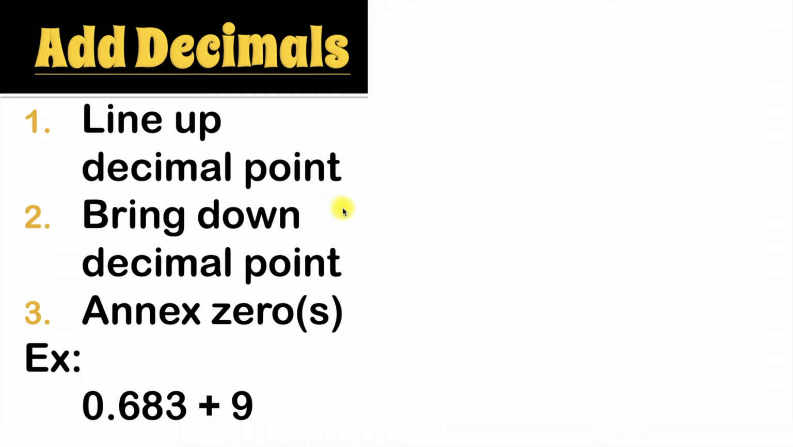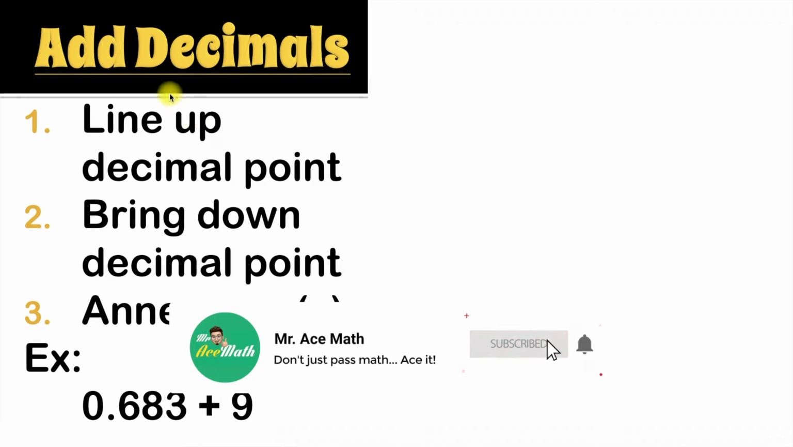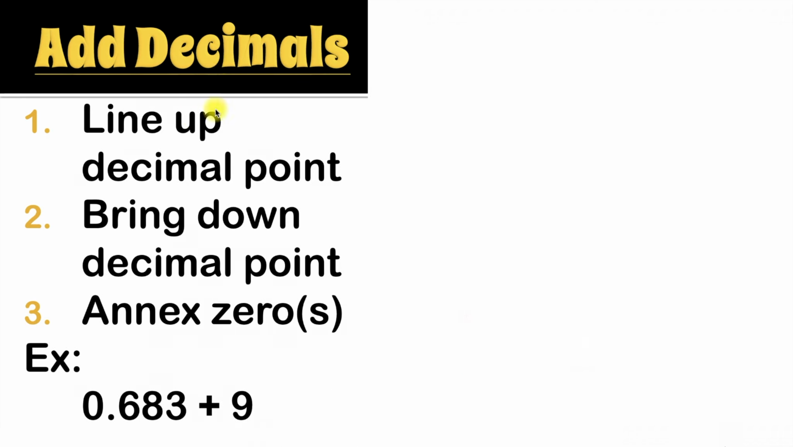In this video, we're going to go over an example of how to add decimals. And that example is right here, 0.683 plus 9. We'll start with step number 1. So the very first thing I should do is rewrite this so that one number is on top of the other. So I'll start by writing in 0.683.